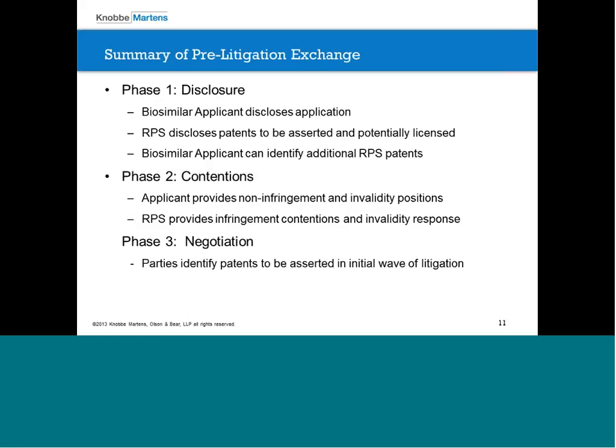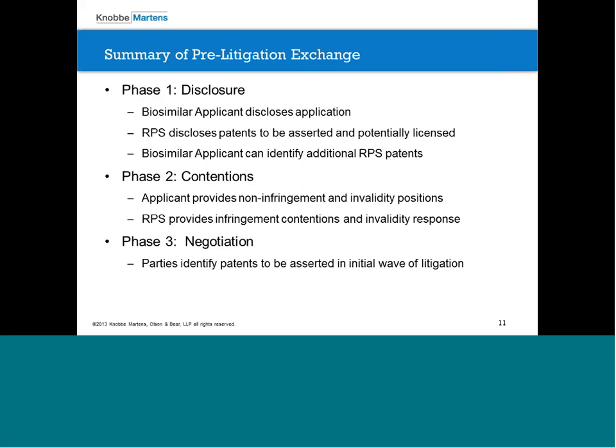So with regard to the pre-litigation exchange, the statute contemplates 3 phases of exchanges between the parties before any sort of litigation is initiated. Phase 1 is what we refer to as a disclosure phase, and that is where a biosimilar applicant whose application has been accepted by review from the FDA would disclose its application to the reference product sponsor. The reference product sponsor would then have an opportunity to identify patents that it believes may be infringed by the biosimilar applicant, and similarly, the applicant has an opportunity to identify patents as well.